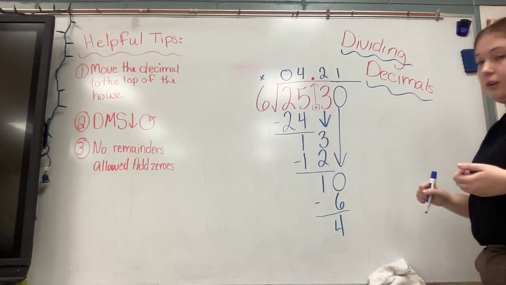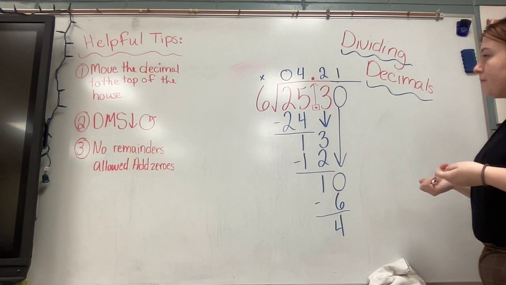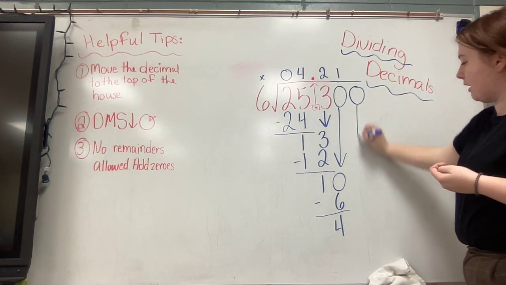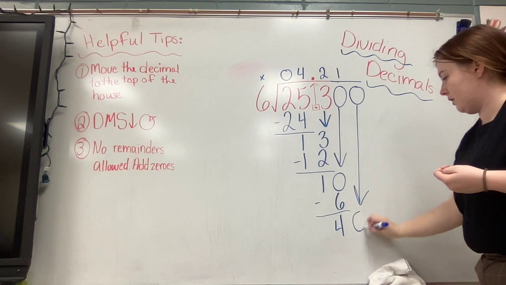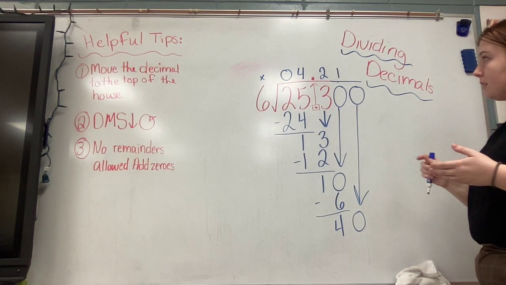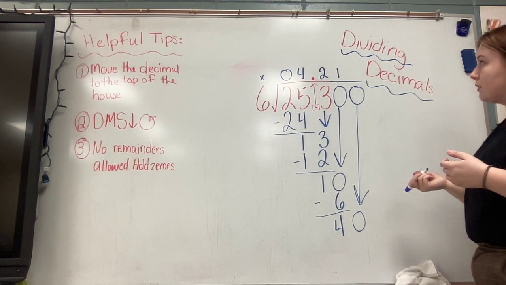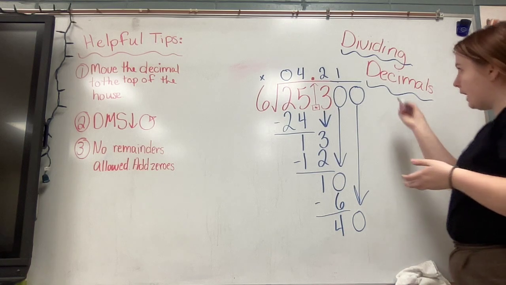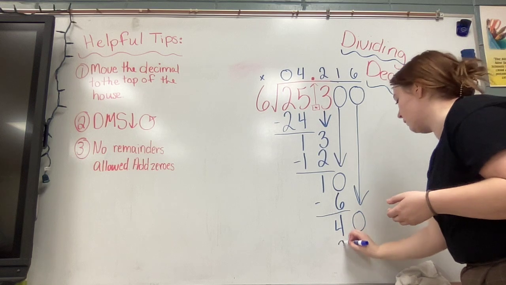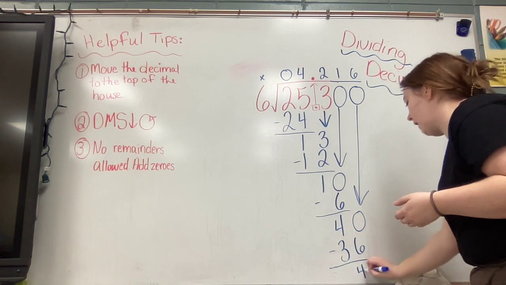Okay, I would like you to stop and figure out what do I do next. Okay, I add another 0. I bring it down. This is gonna get tricky. How many times does 6 go into 40? 6 goes into 40 6 times. 6 times 6 is 36. And I get a 4 again.